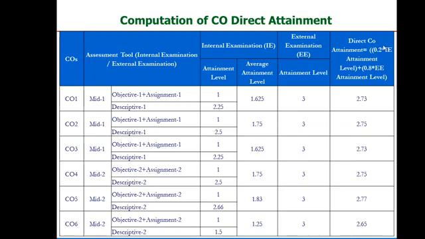Our internal examination attainment level is 1.625. Our end exam attainment level is 3. So 20% of 1.625, then 80% of 3. Then you will get finally 2.73. So like every CO, we have to calculate the direct CO attainment based on the internal examination and external examination.